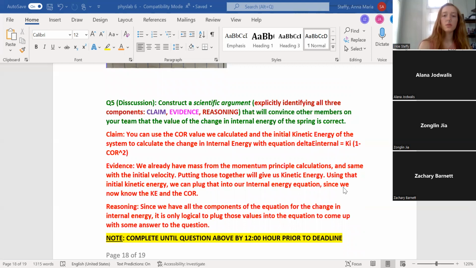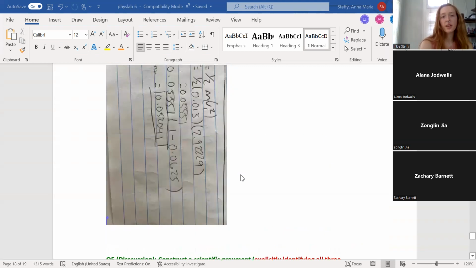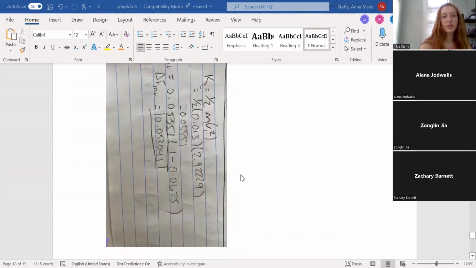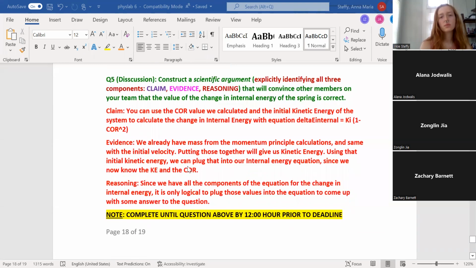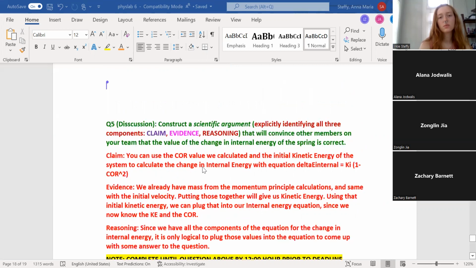Oh. Yeah. So I plugged it in there, since we already have COR, which was calculated in the first part, and then got my value for the change of internal energy.